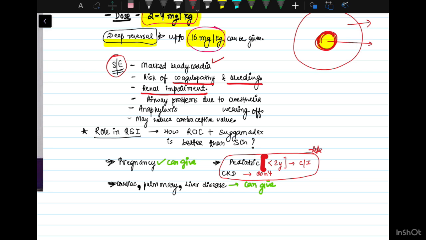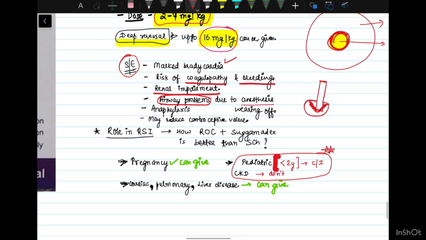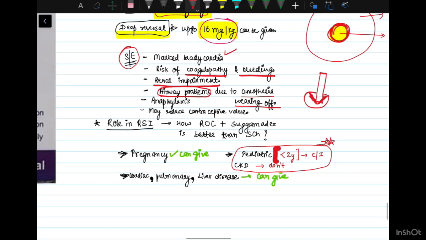Now, because Sugammadex, once given, can recover the patient very fast, and the patient still has the endotracheal tube in his mouth, the vocal cord movement will start, and the vocal cords are going to hit against the endotracheal tube, the patient will feel uncomfortable. The patient will start to buck. So as soon as you give Sugammadex, which is a good thing, the reversal will be faster, but still the tube is in situ, so these airway problems may occur because of the anesthesia wearing off.